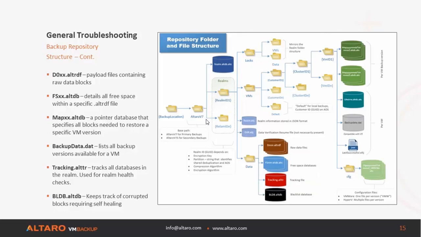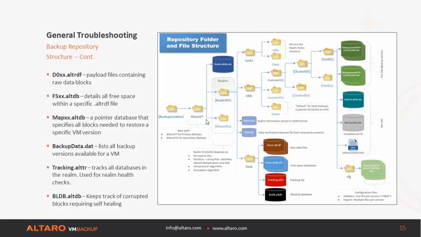We can also see that there is a subdirectory for each and every backed up VM, and in it you have several databases, but most importantly, there are the map files which point to all the blocks required to restore one specific version of the virtual machine, and also a backup data database which catalogs all the retained versions and operation timestamps.